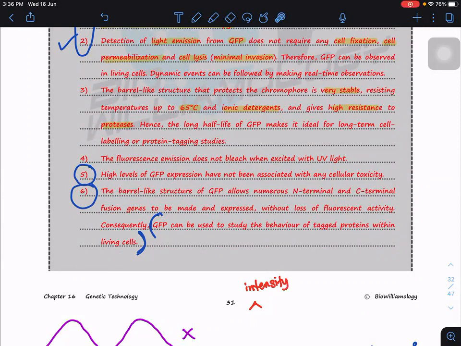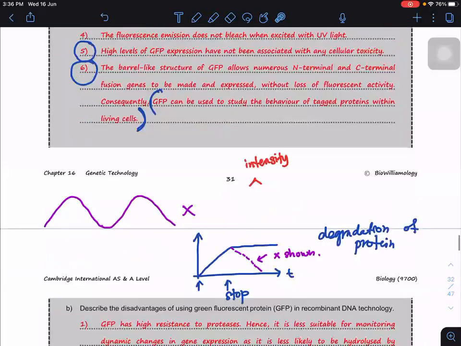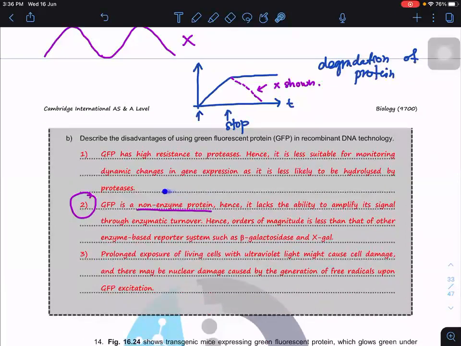And last one, green fluorescent protein can be used to study the behavior of tagged protein within the living cells, because we don't need to kill the cells, so you can see the dynamic change here. But the limitation here is GFP is a non-enzyme protein. Therefore, it lacks the ability to amplify its signal through enzymatic turnover. So the order of magnitude is less than that of the other enzyme-based reporter systems such as beta galactosidase and X-gal. So a positive result may be claimed as negative.